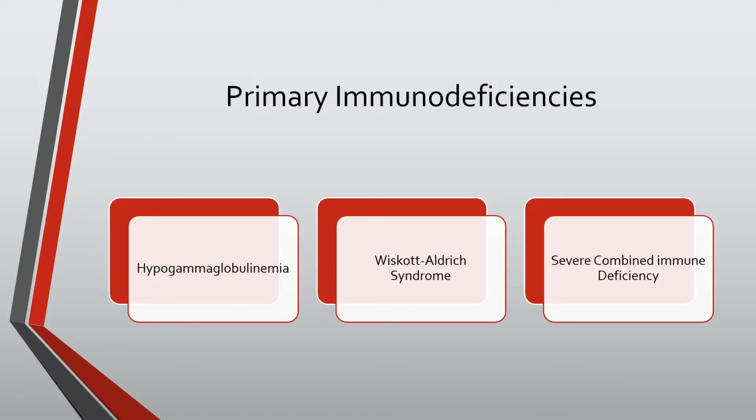So what are those primary immunodeficiencies? We can think about hypogammaglobulinemia, Wiskott-Aldrich syndrome, and severe combined immune deficiencies. I'm not going to go into a lot of details with these. I just want you to be aware that these are your primary immunodeficiencies.